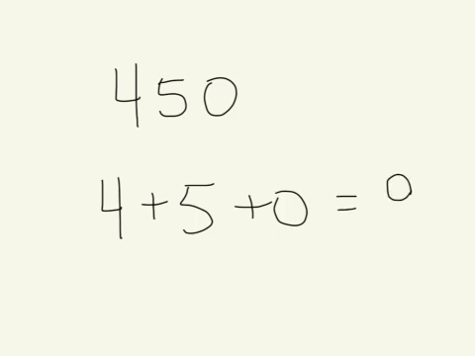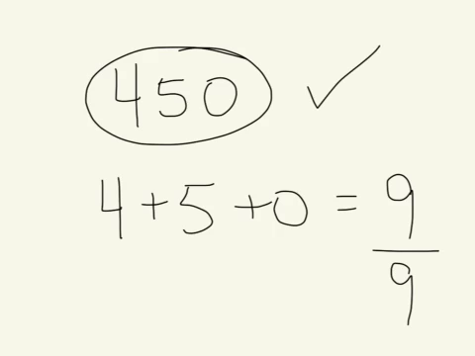Now, just like we did with the divisibility of 3, we go 4 plus 5 plus 0. I know that this equals 9. 9 is able to be divided by 9, and so therefore 450 is divisible by 9.